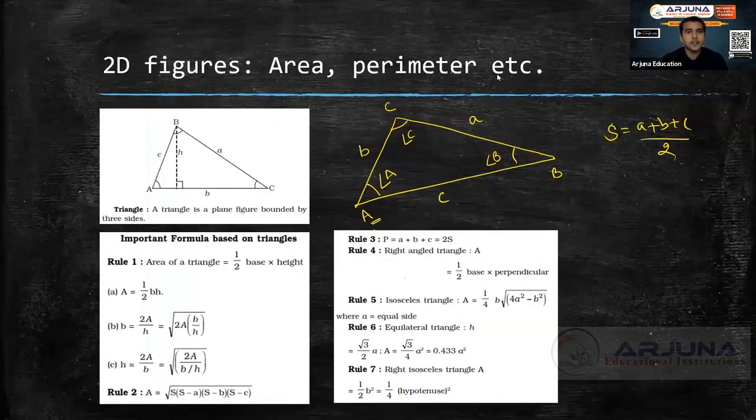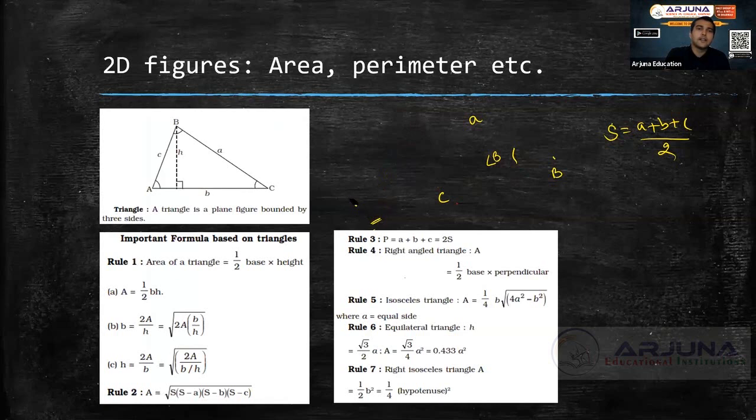Fine. So this is about triangles. In the triangles, we have learned what is area of the triangle, and there are three kinds of triangle, right? What are the three kinds of triangle? Mainly we have equilateral triangle. Then we have isosceles triangle.